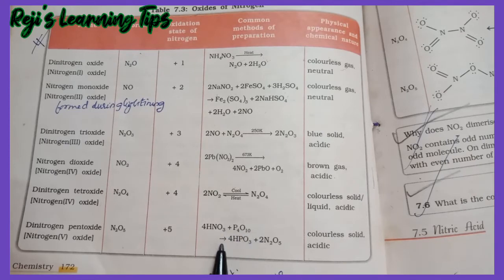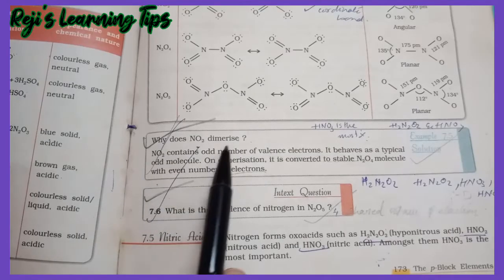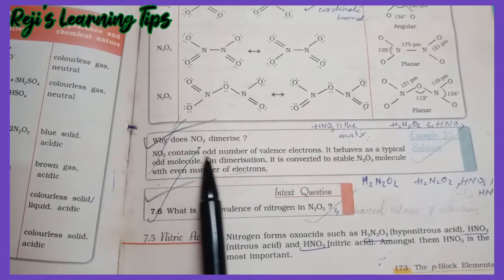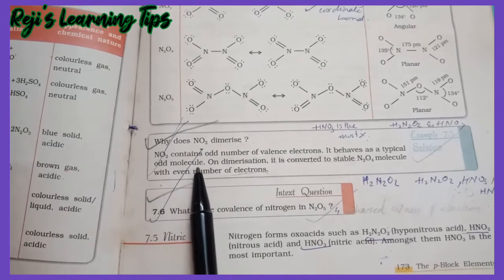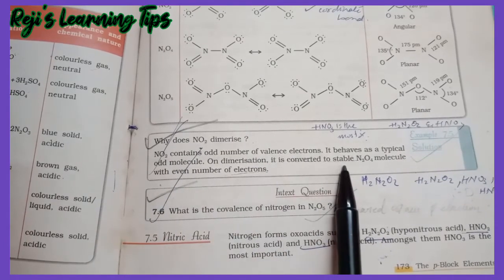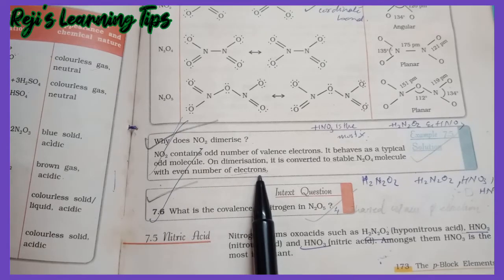4HNO3 plus P4O10 gives 4HPO3 plus 2N2O3. Colorless solid and acidic in nature. Why does NO2 dimerize? NO2 contains an odd number of valence electrons. It behaves as a typical odd molecule. On dimerization, it is converted to a stable N2O4 molecule with an even number of electrons.